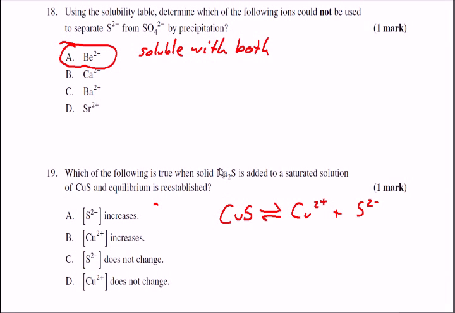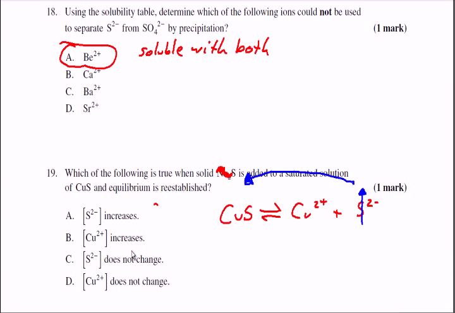Now sodium right here is a spectator ion, and so what we're doing is increasing the sulfide ion right here. So we're increasing this concentration. And what that's going to do is, if we increase the sulfide ion, it's going to make the equilibrium shift left. We're going to have more CuS precipitate out, and therefore Cu2+ is going to decrease.